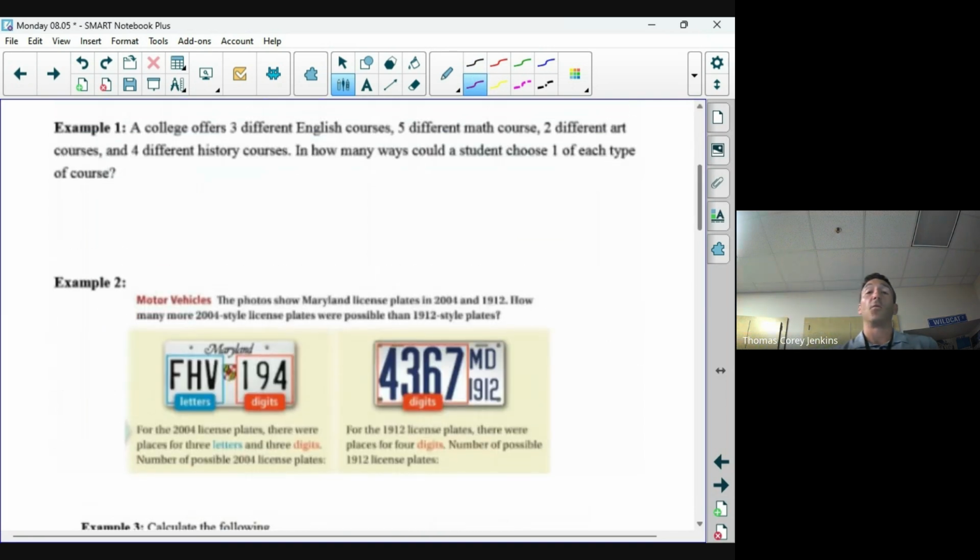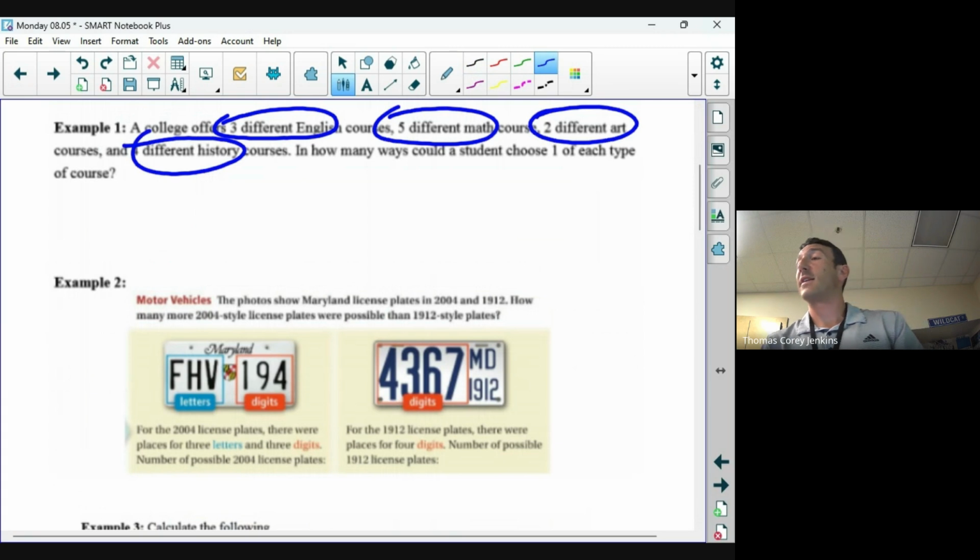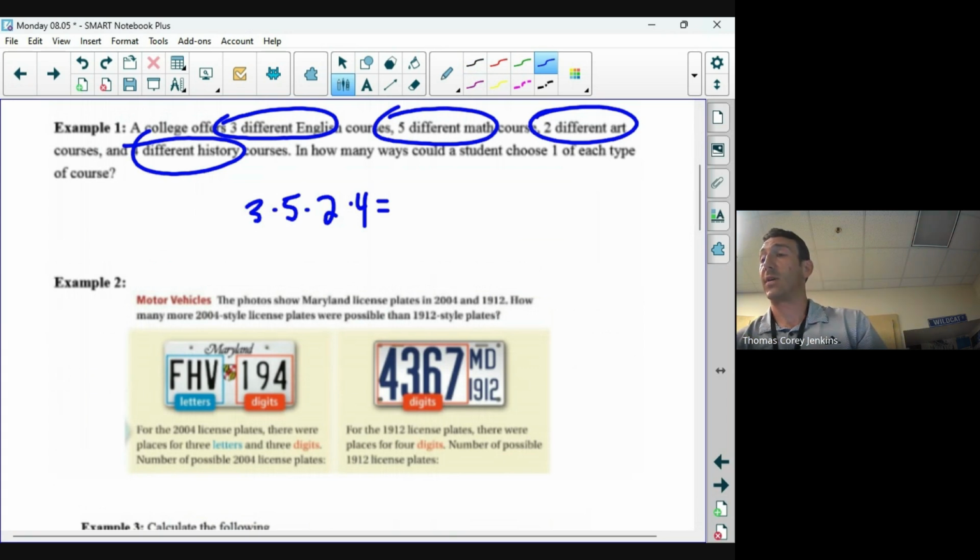As we look down at example 1, though, this would be a rough tree diagram to make. If we have 3 English courses, 5 maths, 2 art, 4 history, how many ways could we choose one of each type? In that case, we're just going to take 3 times 5 times 2 times 4, and obviously we can easily type that in. 3 times 5 times 2 times 4 would be 120. So you can imagine that'd be a tough tree diagram to make if you had 120 items in your last column there.